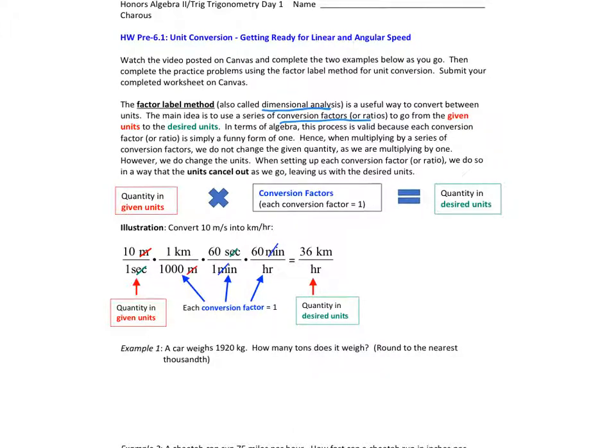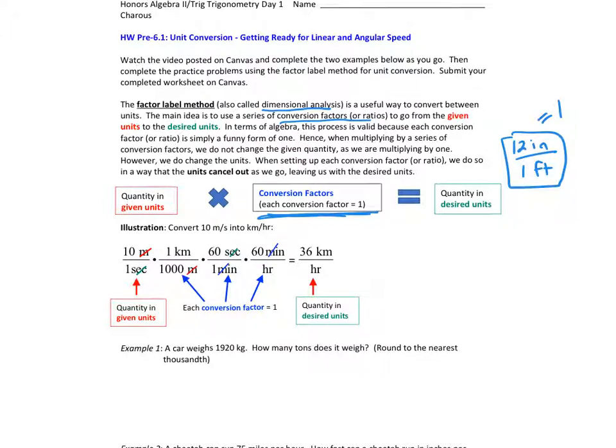In terms of algebra, the reason this process works is because we start with a given quantity in units and then we use a series of conversion factors. Each one of those conversion factors is equal to 1. For example, we could say there are 12 inches in 1 foot. That's an equivalent expression which really just equals 1. So as we're multiplying our given value by a series of conversion factors, we are simply multiplying by 1 and we're not changing the value of that quantity. However, we do change the units.